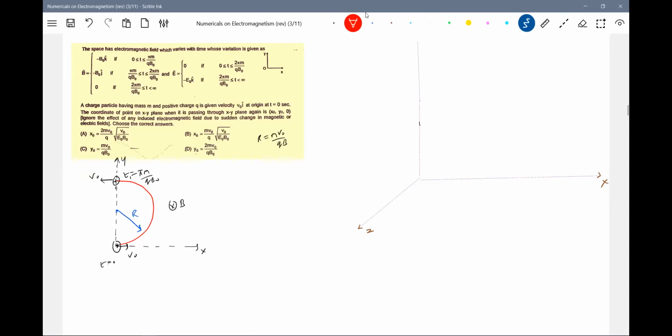Okay, we'll construct the diagram. I think now we've got a certain idea how it will move. So first it will start from here, it will move like this. Till here the B bar was into the plane. So this is at t equals 0, t equal to pi m by B naught Q. Now the direction of magnetic field will be vertical. The force will act along z axis and the particle is having velocity v.